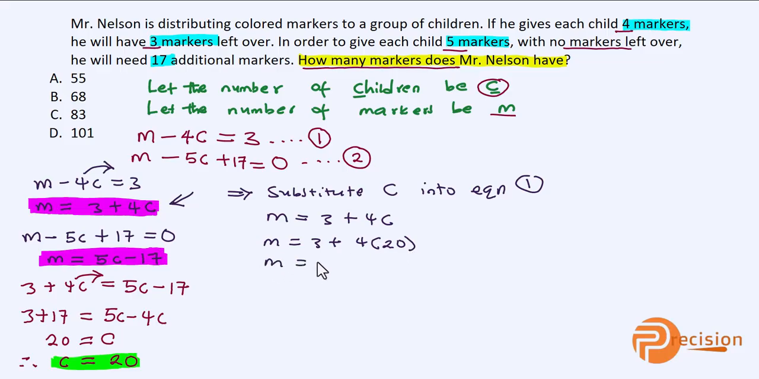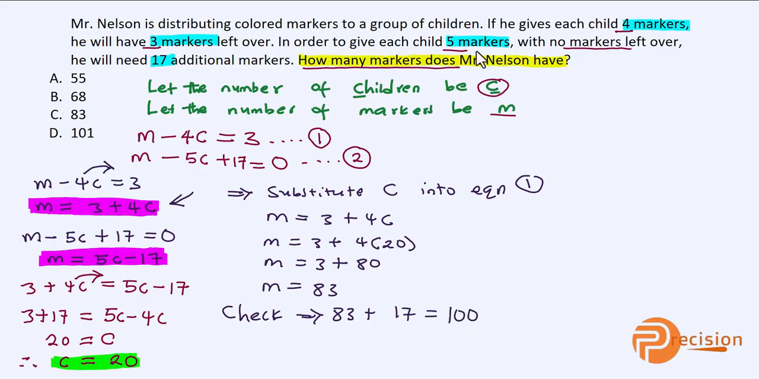So M is equal to 3 plus 4 times 20 is 80, and then M is equal to 3 plus 80 is 83, which means Mr. Nelson had 83 markers initially. So he started off with 83 markers. Okay, so let's make more sense out of this. So let's check. 83 plus 17 gives us 100.